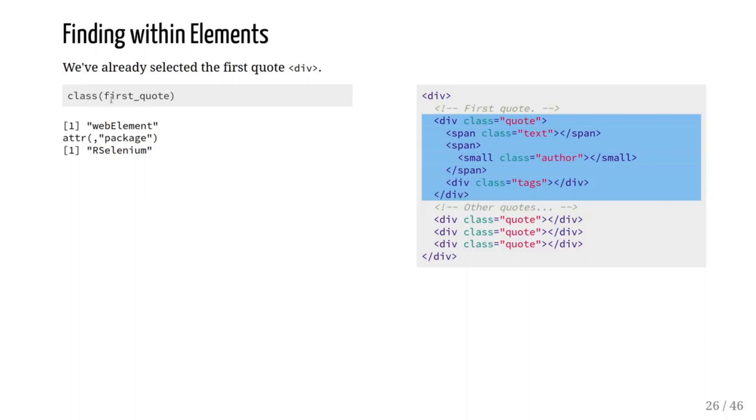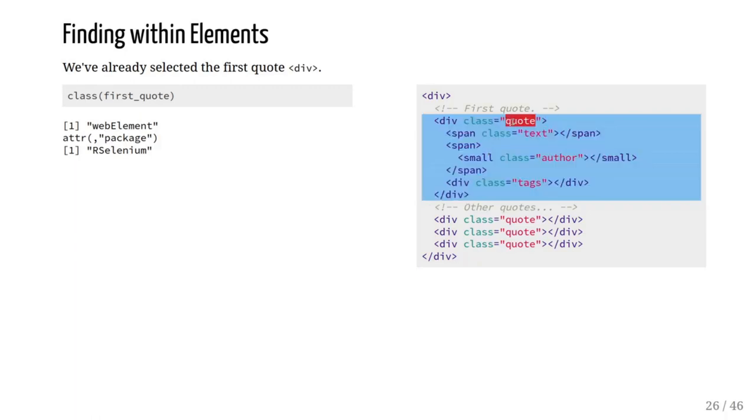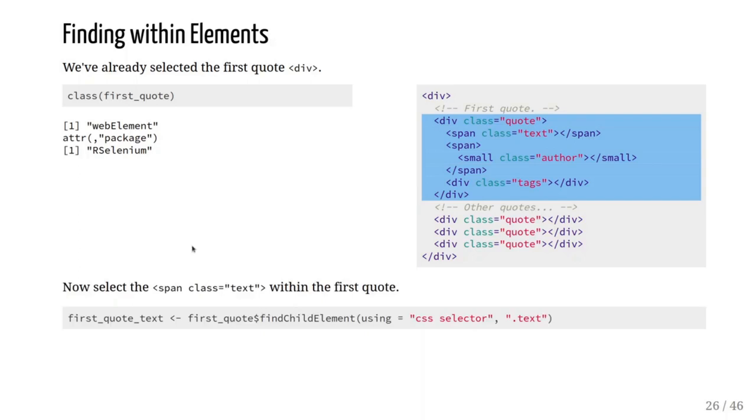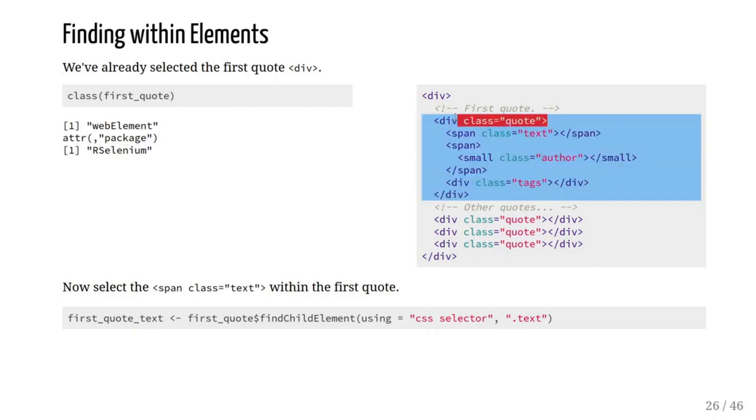Supposing we've got this first quote, which we defined earlier. This basically targets this entire set of tags, everything starting from the first instance of the quote class. If I want to extract content from within this, I'm going to use one of those new methods. For example, I could start with my first quote object and use find child element to search within that first quote. Here I'm once again using a CSS selector, but I'm targeting the text class. So now I'm starting in this div with class of quote, searching within it, and ending up targeting that tag there because it has the text class.